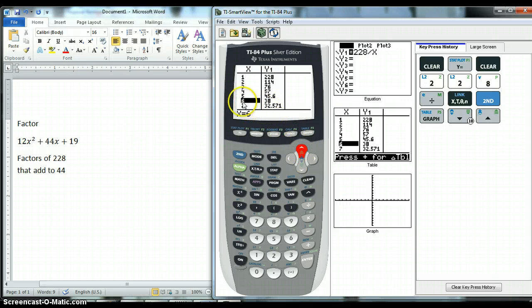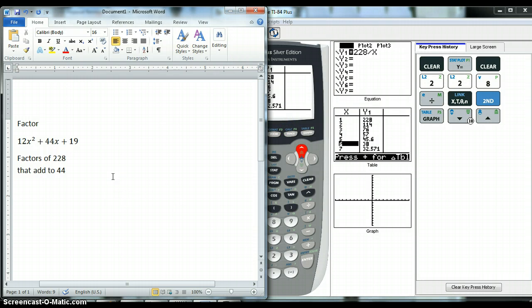So you can see right here 6 times 38 equals 228, and 6 plus 38 will equal 44. So the factors of 228 we want to use are 6 and 38.